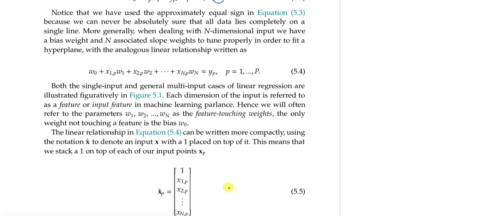Now, in case of one input, that one input is xp. Suppose here I have multiple inputs x1p, x2p, and so on up to xnp. Whenever we deal with n-dimensional input, then in y equals a plus bx or y equals a plus bx plus cx square, in these two cases, this is known as the bias term.